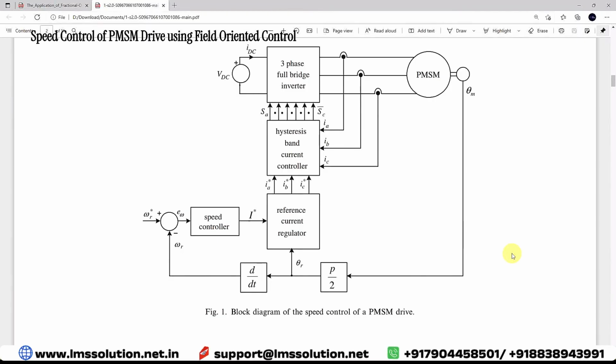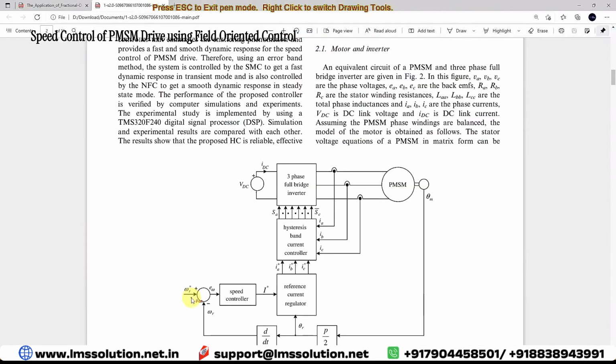Here we are going to measure the rotor angle. We are measuring the rotor angle in the mechanical form. That rotor angle is converted into electrical form by means of this conversion, P by 2, number of poles divided by 2. Based upon the rotor angle we are measuring the speed, or else we can measure the speed directly.